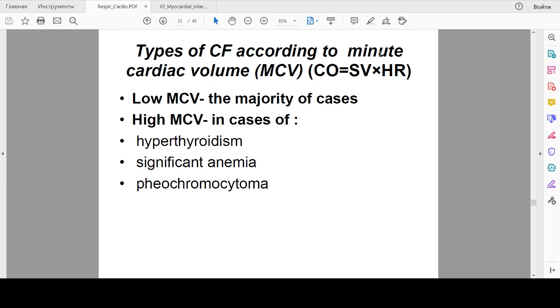So output and minute volume start to drop. And minute cardiac volume, even in these situations, drops and converts onto cardiac failure with low minute cardiac volume. So it is a temporary situation, whereas in cardiac failure, minute cardiac volume is increased.